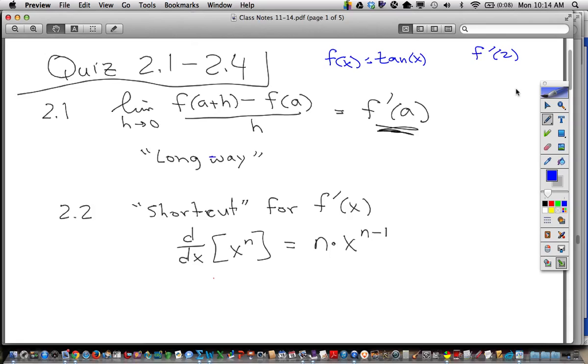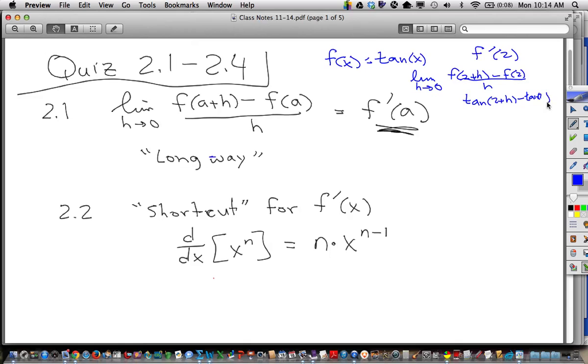right? Using the definition. So you would set it up. What would it look like? Well, it'd be the limit as h approaches 0 of what? F of, we just put a 2 right there, and a 2 right there, so it'd be f of 2 plus h minus f of 2 all over h, right? Now, we'll go through one of these tomorrow, so you don't have to necessarily write this down. So this would be tangent 2 plus h minus tangent 2, all over h. Now, is there any algebra you can do to that?